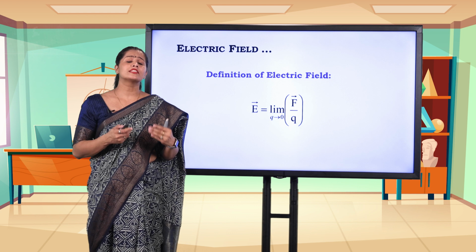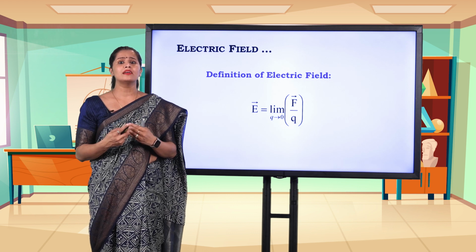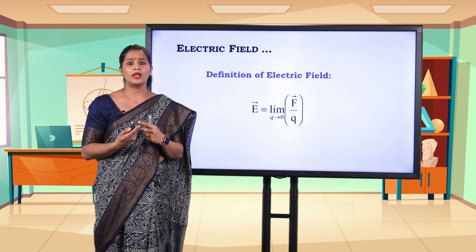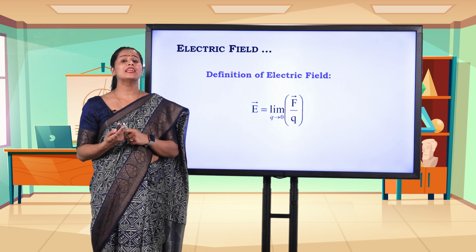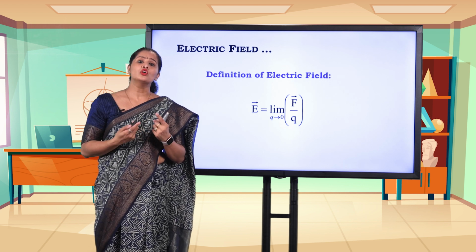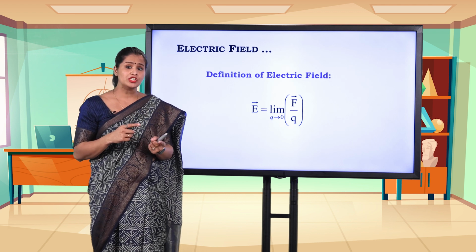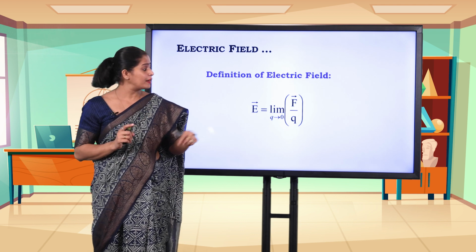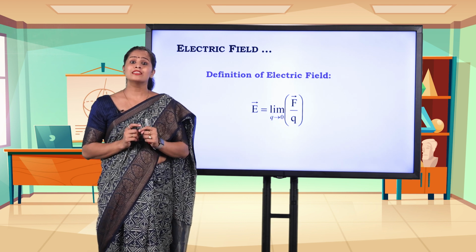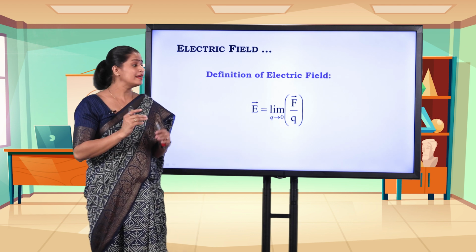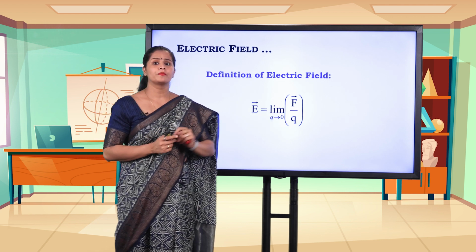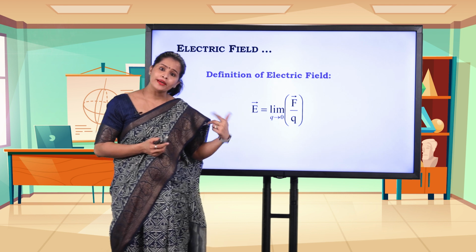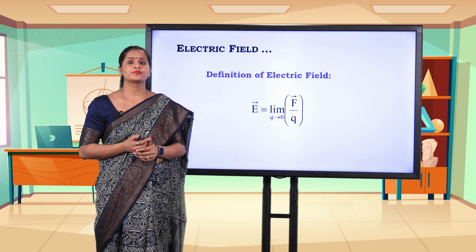Now the next thought that comes to our mind is, does E depend on small q? Well, the electric field E due to capital Q, though defined operationally in terms of the small test charge q, is independent of this charge. This is because F is proportional to q. So, the ratio F by q does not depend on small q.